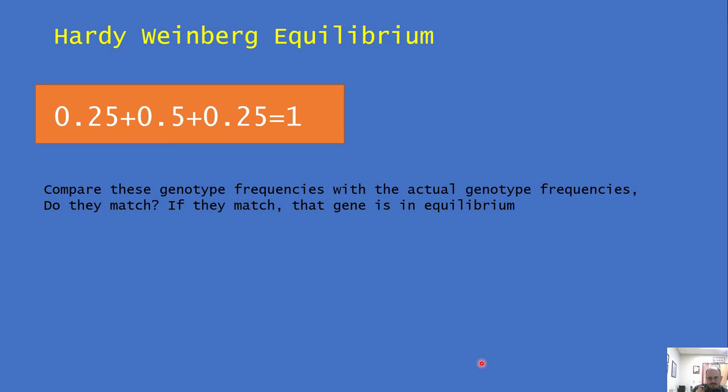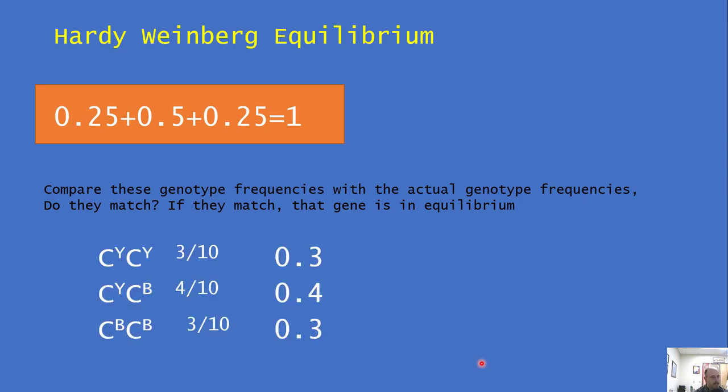So what we do now, we compare this. This is our null hypothesis. If our data matches that, it means evolution is not happening. So by null hypothesis, I mean this is what the genotype frequencies should be with allele frequencies of 0.5, 0.5 if no evolution is happening in the population.